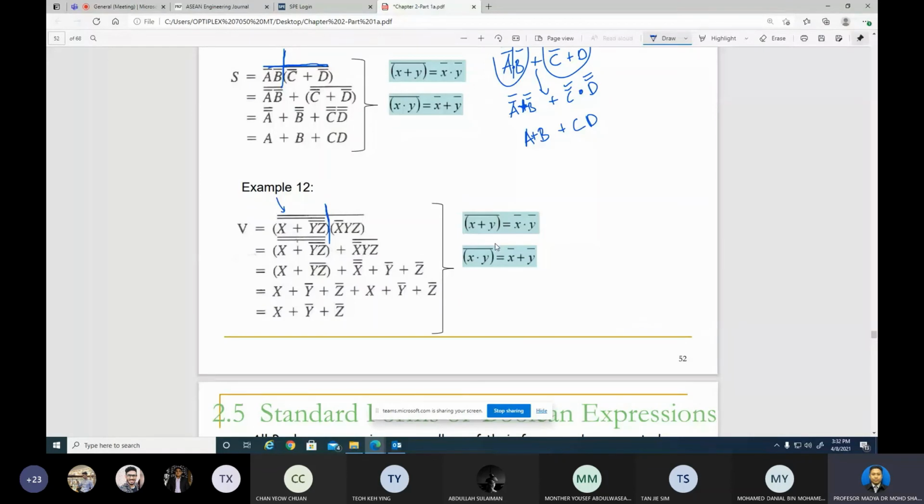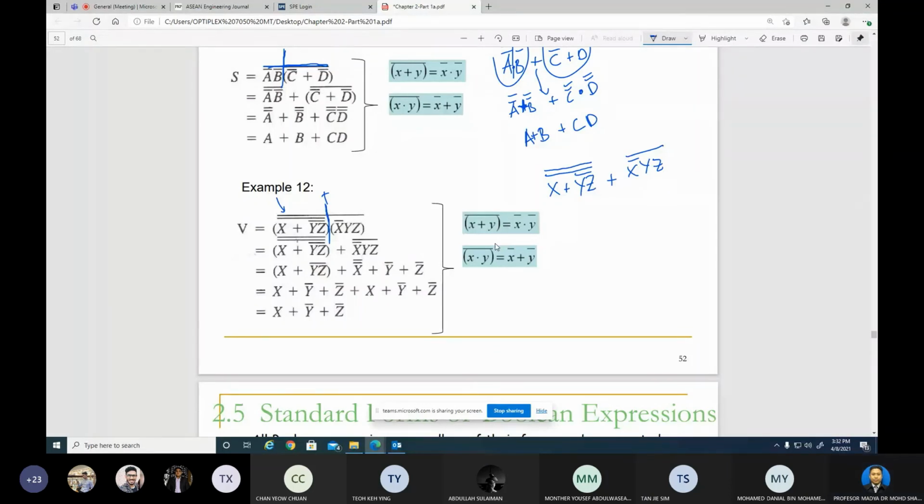So x plus yz bar here, and then the bar here, change to plus: x bar yz bar. So break the bar here and change the operator. From this one, break, and then change the operator to plus.